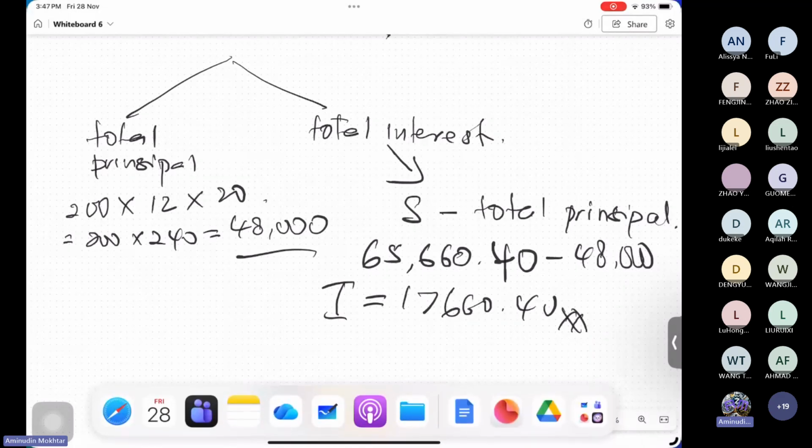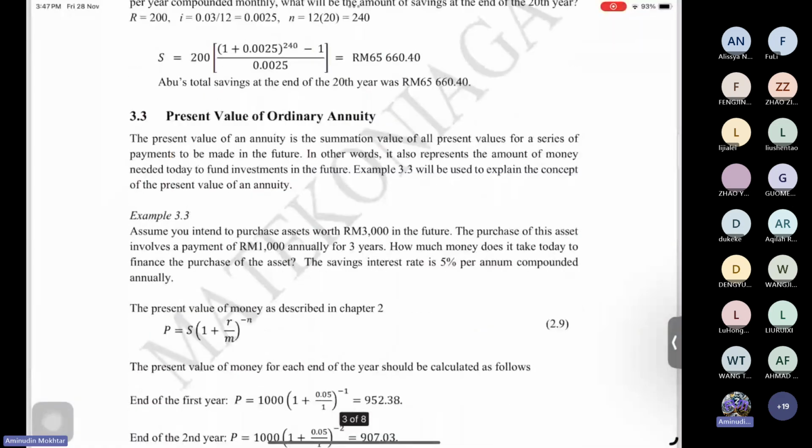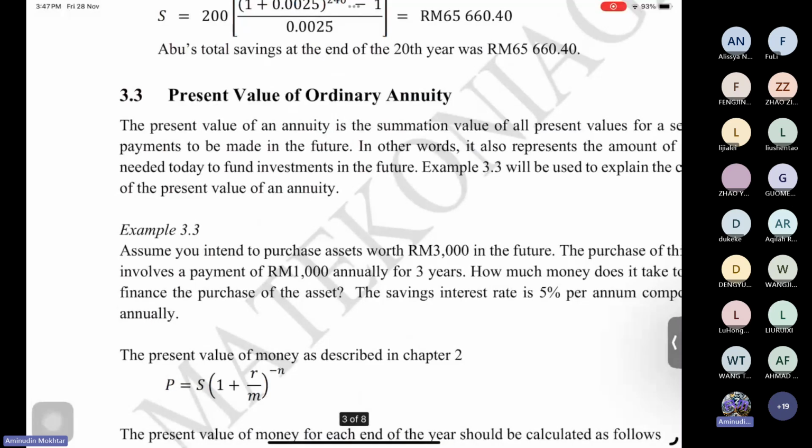Okay, the next one is about the present value of annuity. Before this, I explained about the future value of money, but now, future value of annuity. Now, future value of ordinary annuity. What is an ordinary annuity? Ordinary annuity refers to the payment. There is a series of payments that you make.